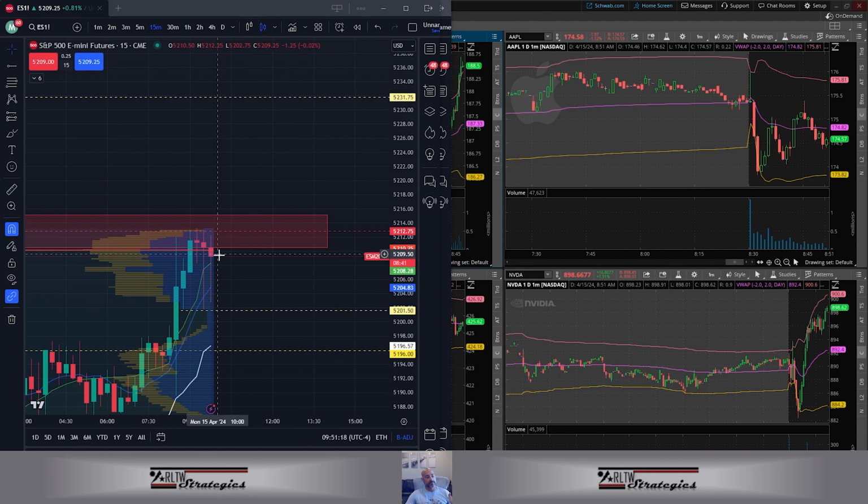We just have to receive confirmation. So we break through this red box, come back and test the red box and continue going higher, if we're going to go higher today. We kind of saw support level at the pivot point. We did see support level at the pivot point, and that's the normal pivot point. Okay, so 270 is the pivot point.